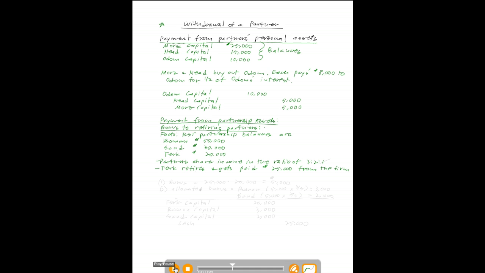All right, so here are the facts. RST partnership balances are Roman, $50,000, Sand, $30,000, Turk, $20,000. The partners share income in the ratio of 3 to 2 to 1. And Turk is retiring, and he's going to get paid $25,000 from the firm. Now, Turk only has a $20,000 capital balance, so Turk is getting paid a $5,000 bonus from the partnership. So 25 minus 20 is $5,000.